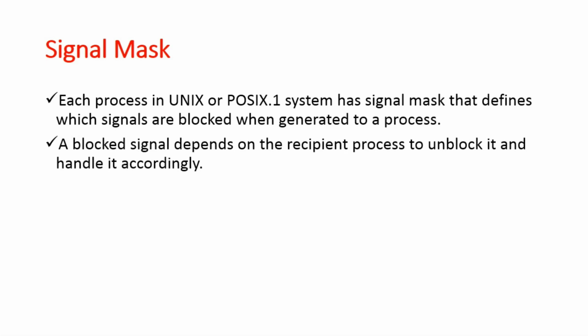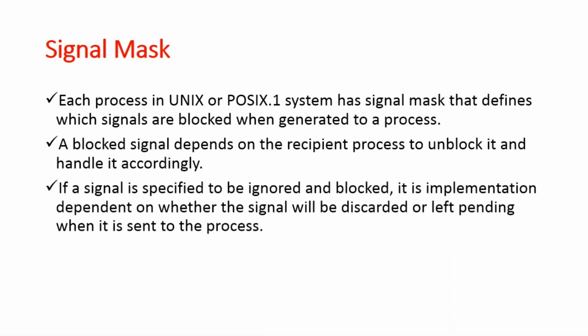A blocked signal depends on the recipient process to unblock it and handle it accordingly. So to unblock the signal, it depends on the recipient process, and to handle that signal, it depends on the process. If a signal is specified to be ignored and blocked, then it is implementation dependent whether the signal will be discarded or left pending when it is sent to the process.